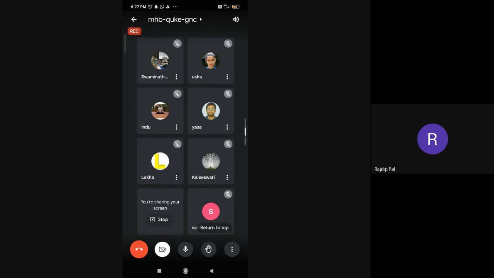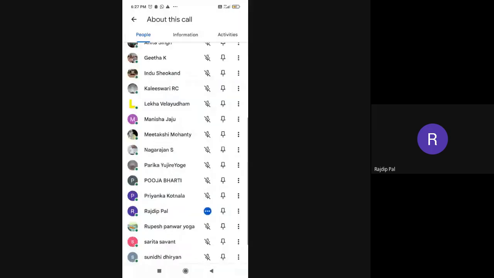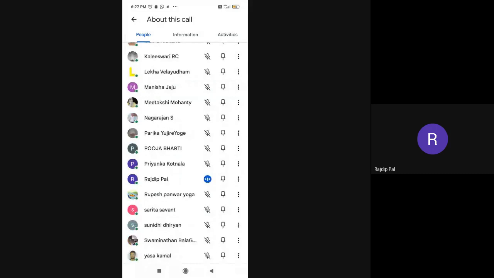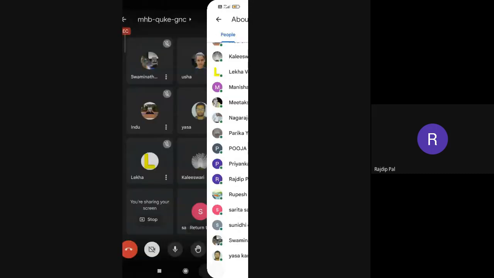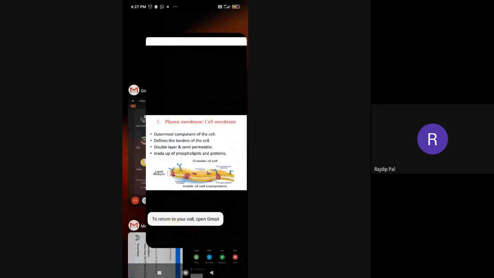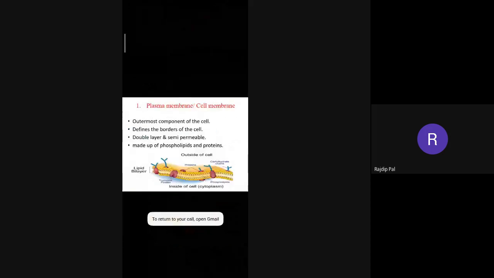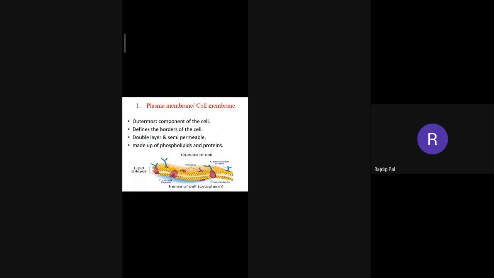There are three components. One is nucleus, one is cytoplasm, and another is cell membrane. Very good. Thanks. So we will proceed. These are the three categories of a cell, and we are proceeding to plasma membrane.